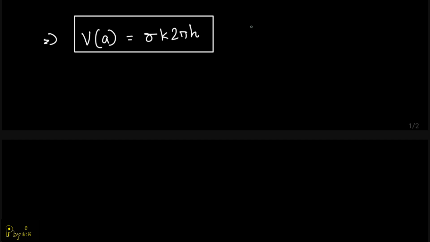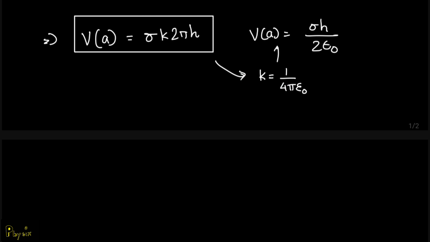One other way of writing down V_A is that this is sigma h all over 2 epsilon naught. This can be found by plugging in the value of k, which is 1 over 4 pi epsilon naught, over here. Now for point B.